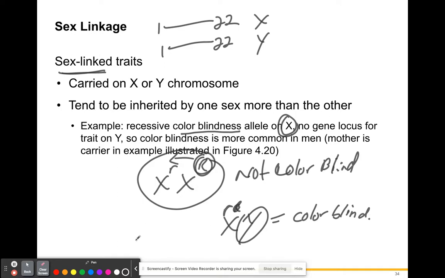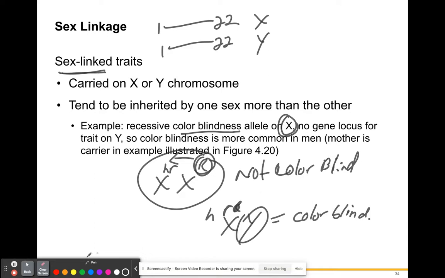Same thing with hemophilia. Hemophilia is a trait where your blood can't clot properly. And that, again, is held on the X chromosome, so we can call it hemophilia H. Okay? And there's no H allele on the Y, therefore it cannot fight that recessive allele, so males have a tendency to be more likely to be hemophiliacs if their parents have it as well.